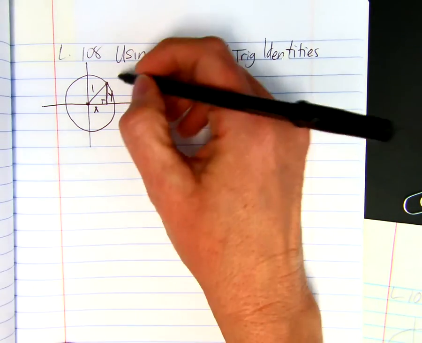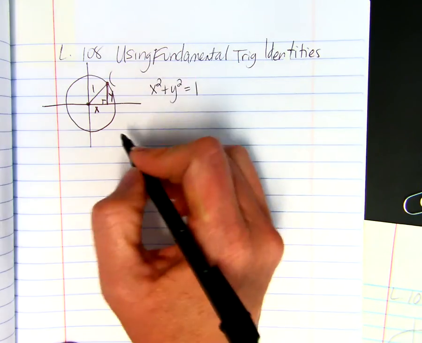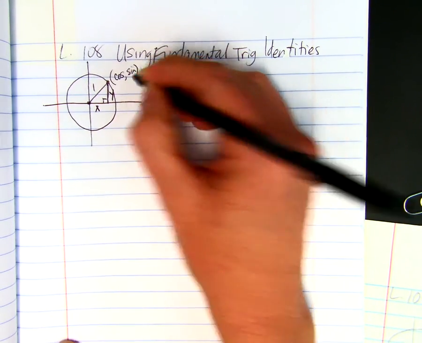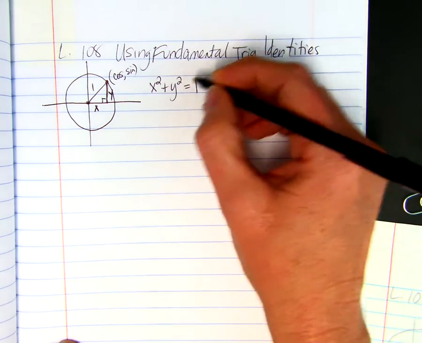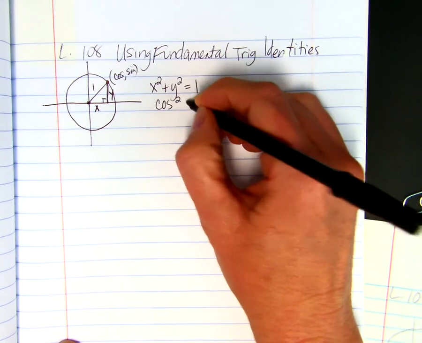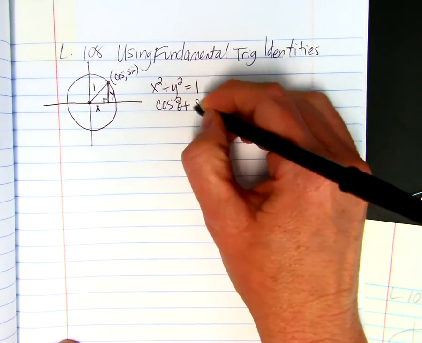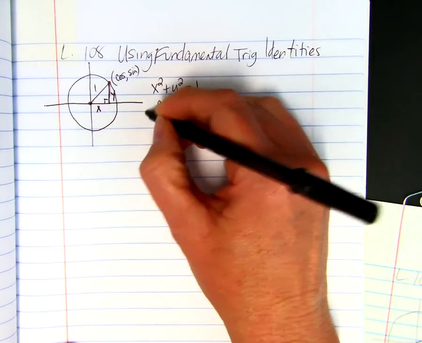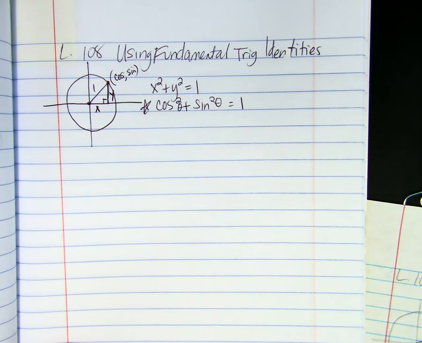If you remember, each point is the x value is the cosine, the y value is the sine. So if we take cosine squared of theta plus sine squared of theta, we'll get 1. And that is your first fundamental identity.